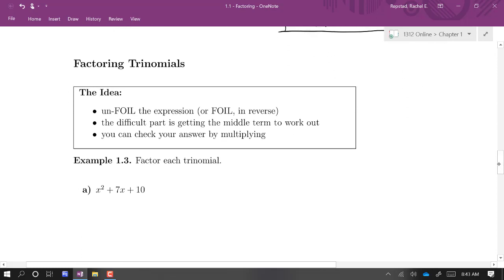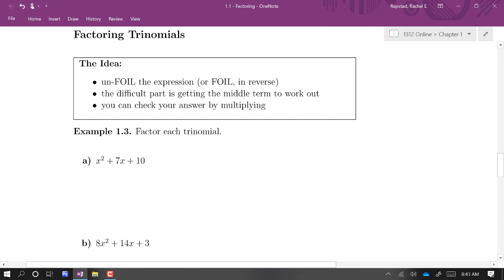Factoring trinomials. So this is just sort of unfoiling an expression. When you factor a trinomial, basically we know that if it's going to factor, not all trinomials factor, but if it's going to factor, we're going to need to start out with a couple pairs of parentheses. And I need the first two terms to multiply out to x squared. I need the last two to multiply out to a positive 10. So to get an x squared, I'll have to multiply an x and an x.